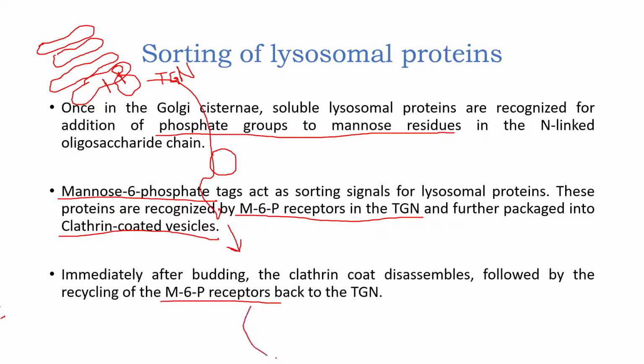In the cytoplasm, the clathrin coat will also disassemble, and the mannose 6-phosphate receptors will also be recycled to the trans-Golgi network, and ultimately these proteins will further be targeted to the lysosomes.